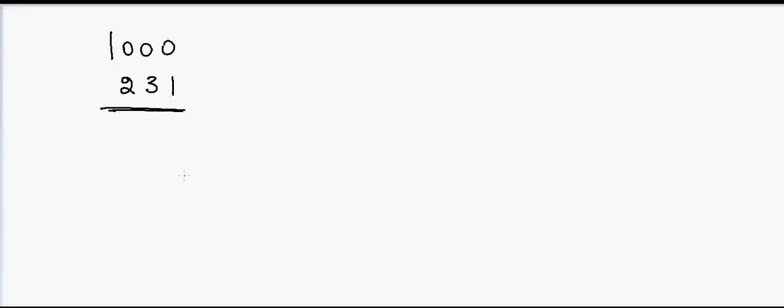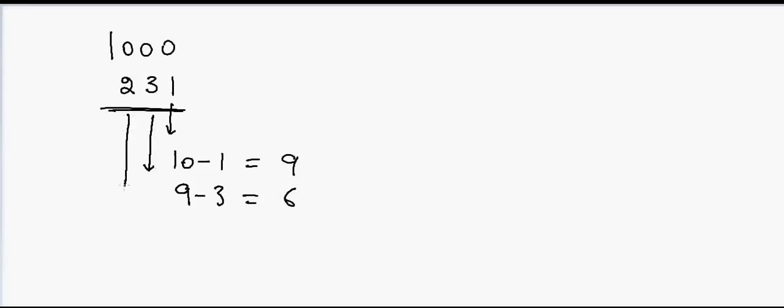In that case, first I'll take the first digit and subtract it from 10. So 10 minus 2 is 8. Then I'll take the second digit and subtract it from 9. That will be 6. And then I'll take the third digit and also subtract it from 9, which is 8. So my answer will be equal to 769.